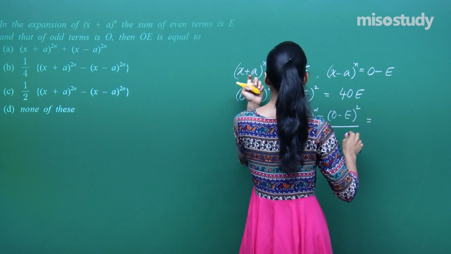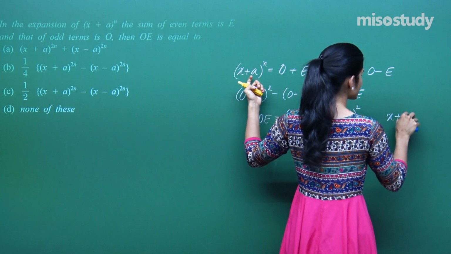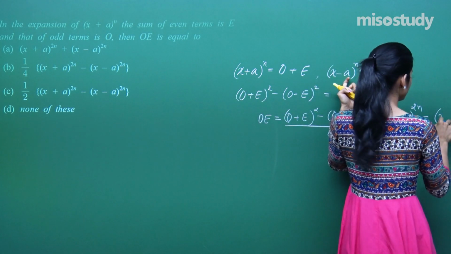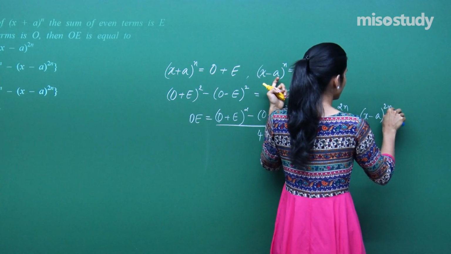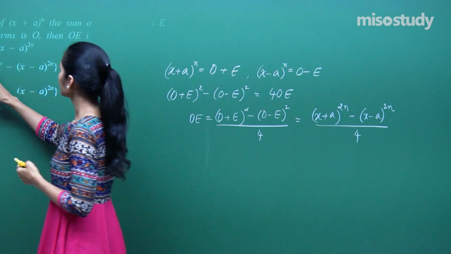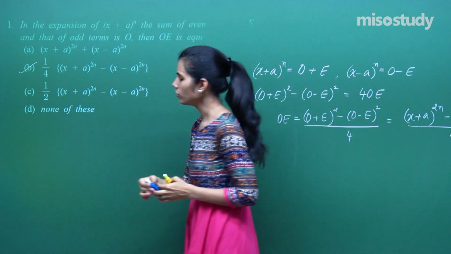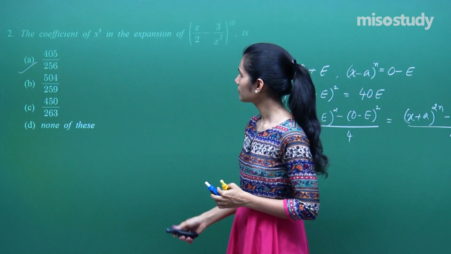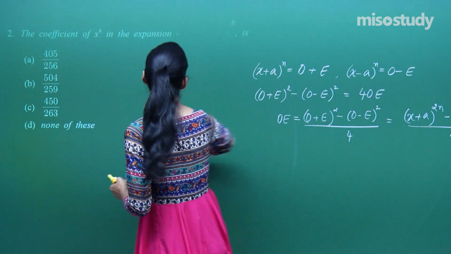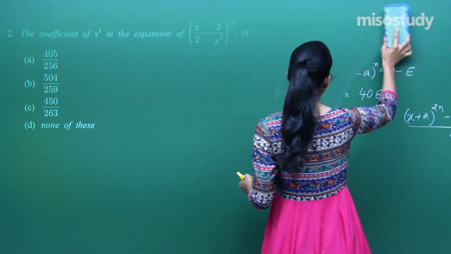But o plus e is equal to this, so its whole square will be (x plus a) whole to the power 2n. Then (o minus e) whole square will be (x minus a) whole to the power 2n, whole upon 4. So 1 by 4 times (x plus a) whole to the power 2n minus (x minus a) whole to the power 2n. The coefficient of x to the power 4 in this expansion, what will be the coefficient? And this is very simple.